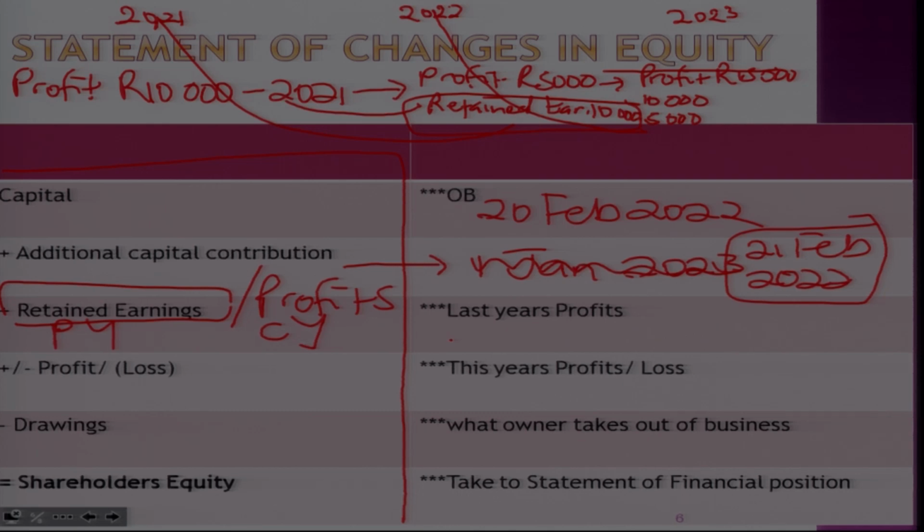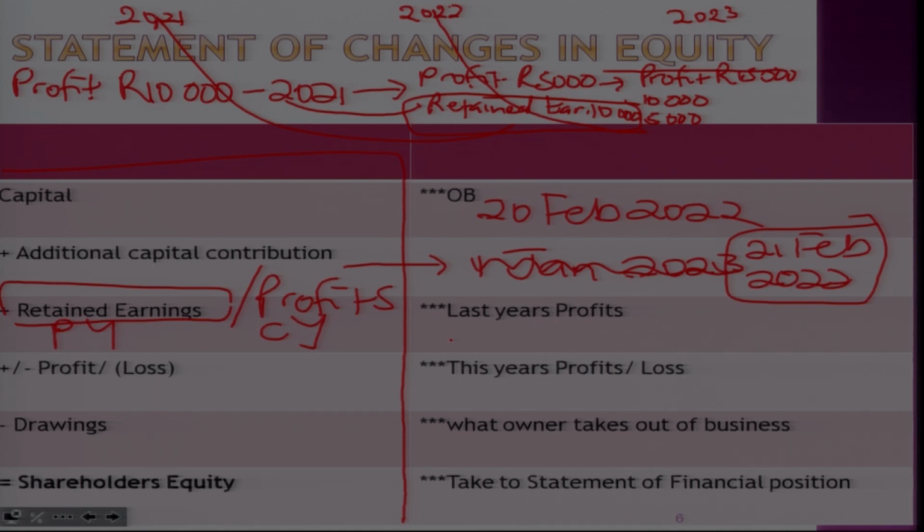Then you get your drawings. It's whatever the owner takes out of the business. So if you are selling handbags and you take a handbag, it is called drawings. If you are selling handbags and you take cash, it is still called drawings, right? And then this will give you your shareholders' equity. This you take to the statement of financial position.